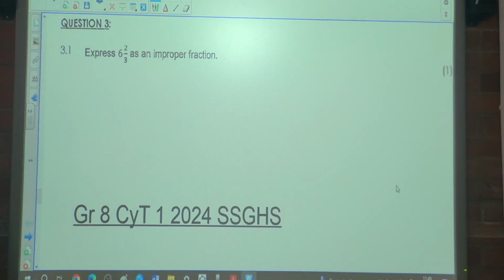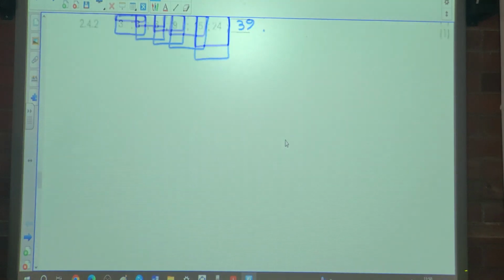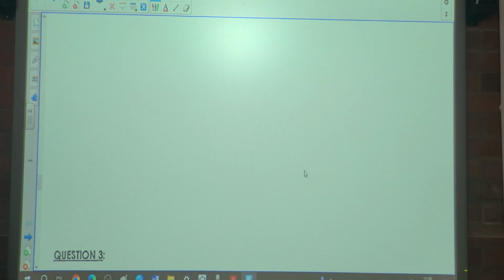People express 6 and 2/3 as an improper fraction. Yes, Michael? Okay, then you just circle the question, that's it. I will give it to you. Did I miss it? Oh, sorry. Which one is it? 2.5.1 and 2.5.2. That's the round. Okay, thank you.